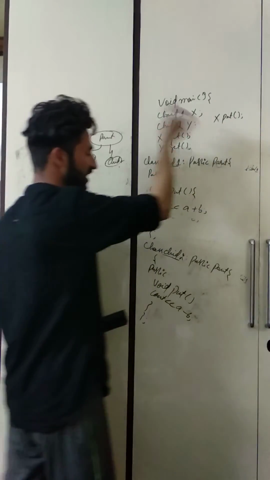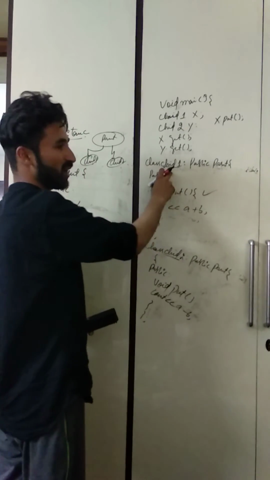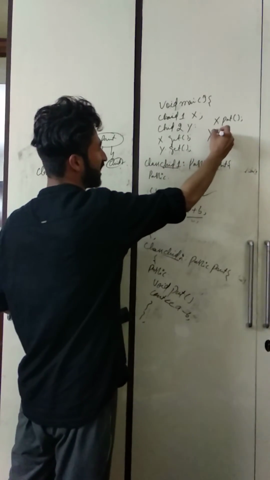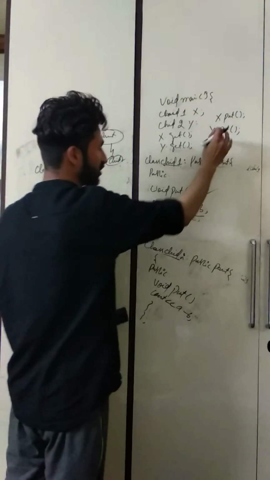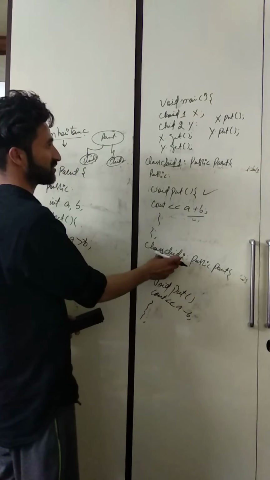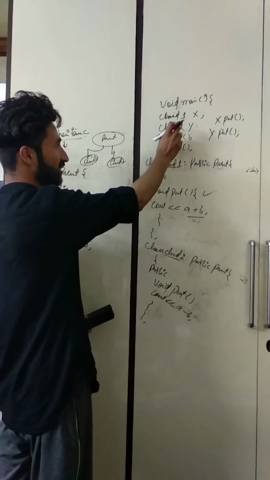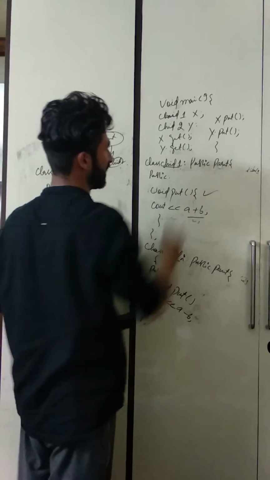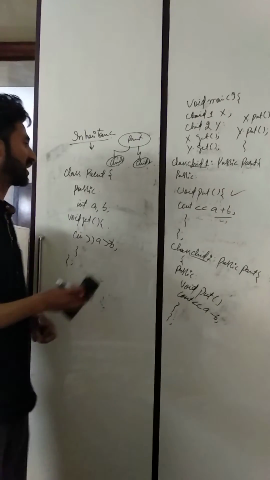So when I am writing x dot put, it directly moves to the child 1 and prints the value a plus b. Similarly I am writing y dot put, it directly goes to child class 2 because y is the object of child class 2, so it directly moves to put and prints the result minus. So this is what we have, hierarchical inheritance.